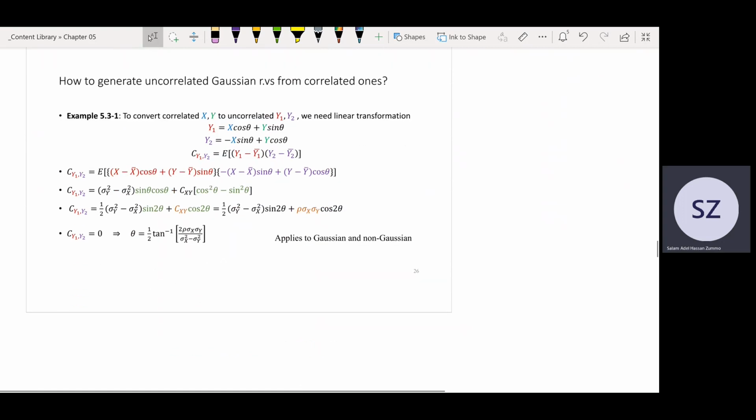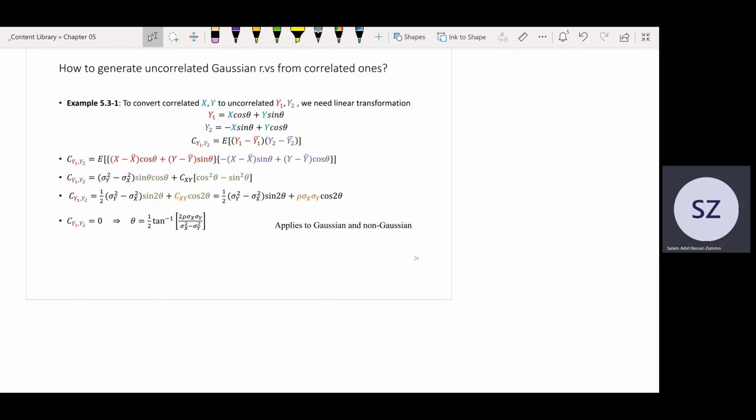Now let's see, if I have correlated Gaussian random variables, correlated means there is a relation between them with a certain law. There is a correlation, not zero correlation, a correlation coefficient value. I want to generate uncorrelated Gaussian random variables. In short, I have correlated random variables and I would like to generate uncorrelated ones. Okay.